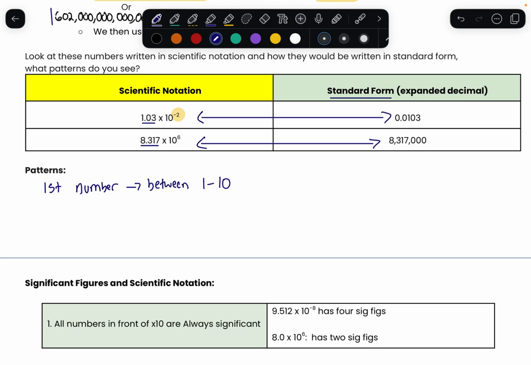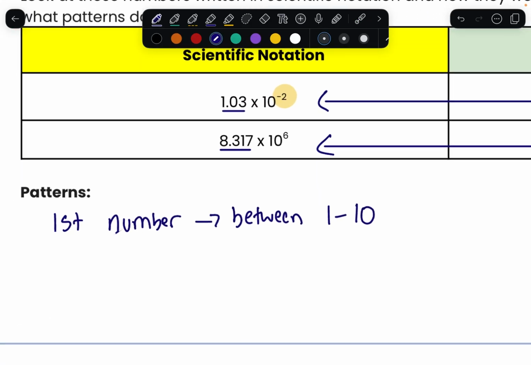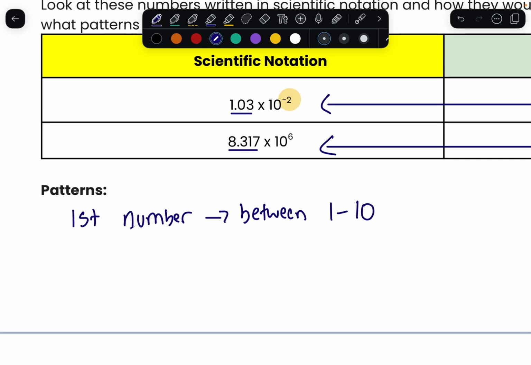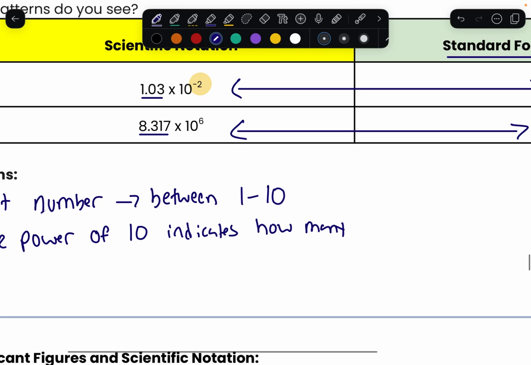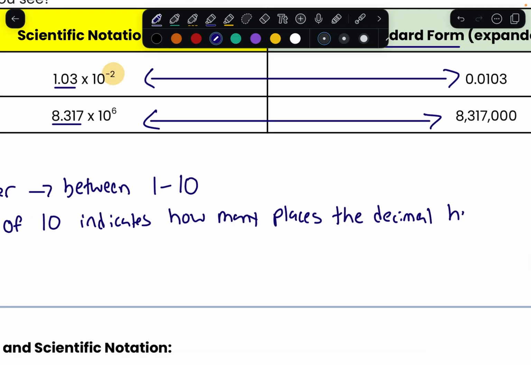One other pattern that I hope you can notice is that this exponent or power of 10 indicates how many places the decimal has been moved as you move from the scientific notation to the standard form number. So for instance, if we look at this first one, let's write down this pattern. The power of 10 used indicates how many places the decimal has moved.